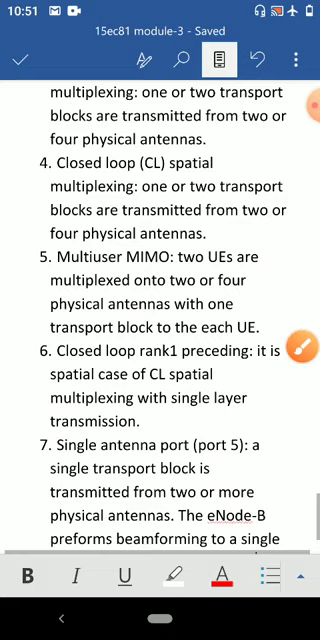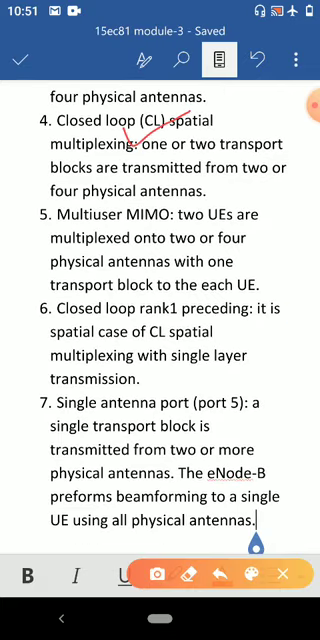Next, closed loop, that is CL, spatial multiplexing. Here also one or two transport blocks are transmitted from 2 or 4 physical antennas. The precoding in this case is adapted based on the precoding matrix indicator, that is PMI, feedback from the user equipment.